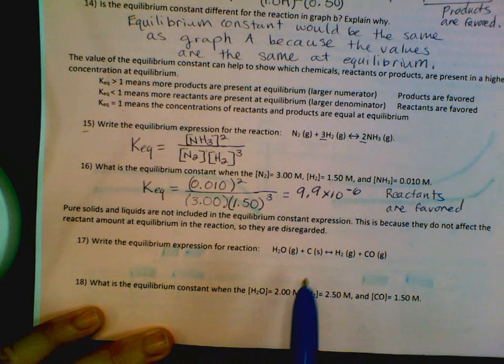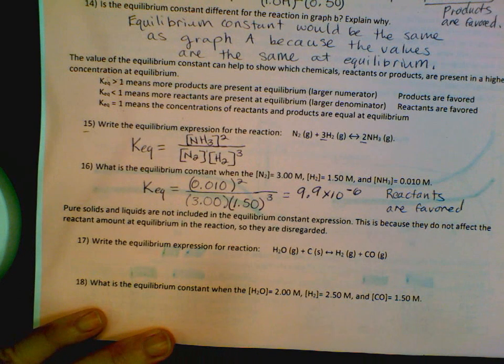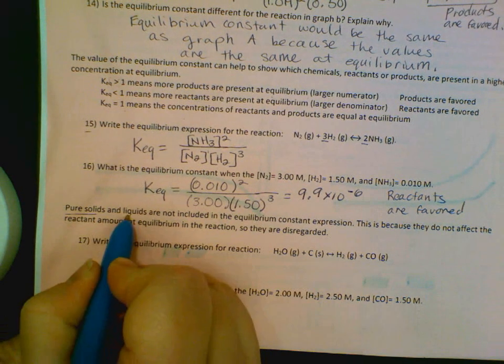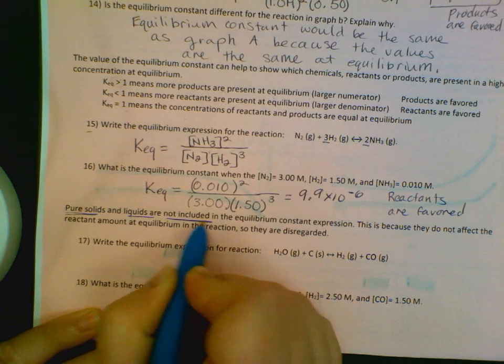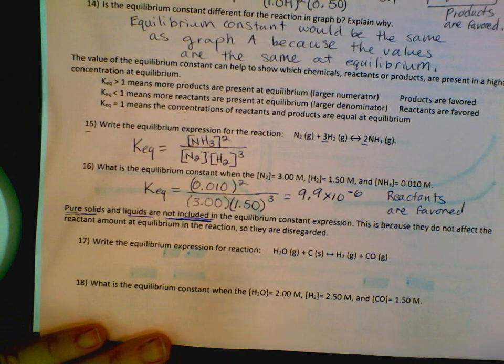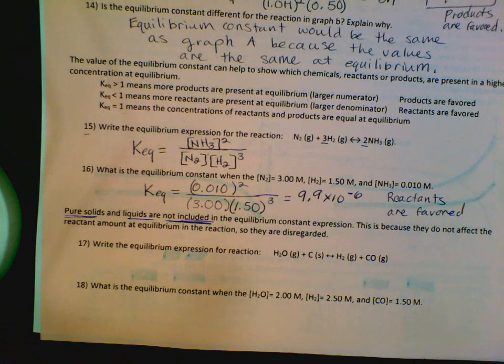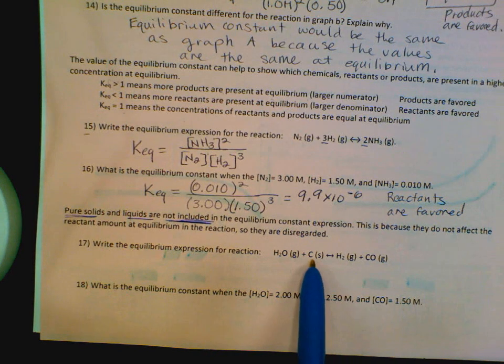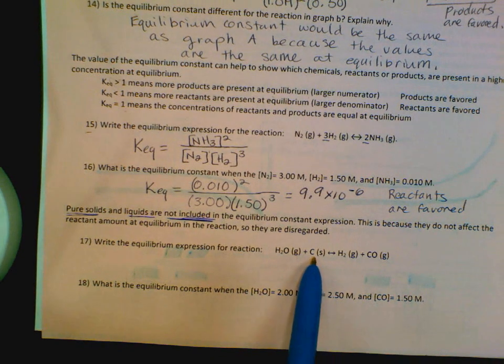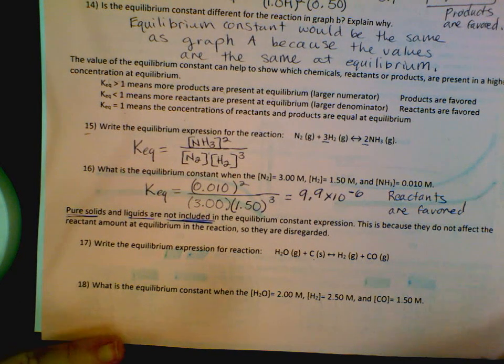All right, now here's one little exemption from this whole thing. It says pure solids and liquids are not included in the equilibrium expression. This is because they do not affect the reactant amount at equilibrium in the reaction. So they are disregarded. So if you have a pure solid or a pure liquid, they do not have a concentration. This carbon is a solid. That solid does not have a concentration like a molarity or an amount. So it is left out of the expression.